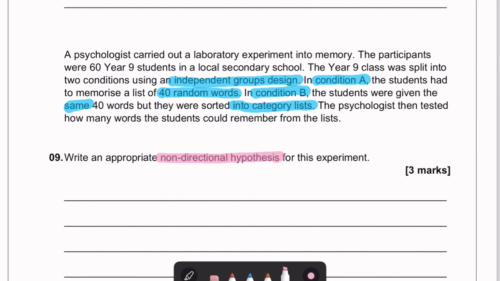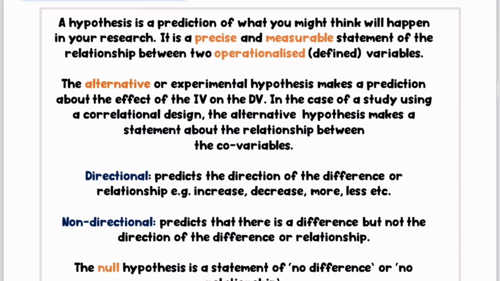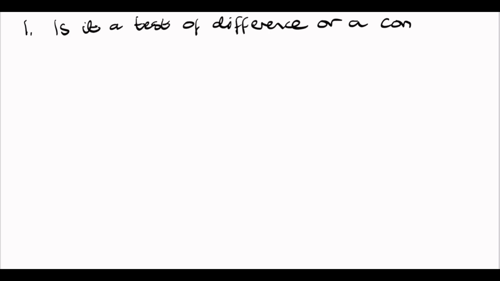So first of all, let's remind ourselves what a hypothesis is. It's a prediction of what we think will happen, but it also needs to be precise and measurable. This means we need to fully operationalise or define our variables for it to be an effective hypothesis. So there are three things we need to ask ourselves before writing our hypothesis. The first one is we need to check from the scenario whether it's a test of difference or a correlational study.